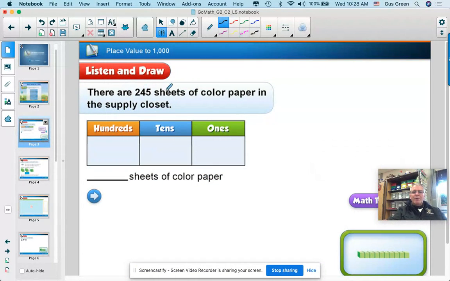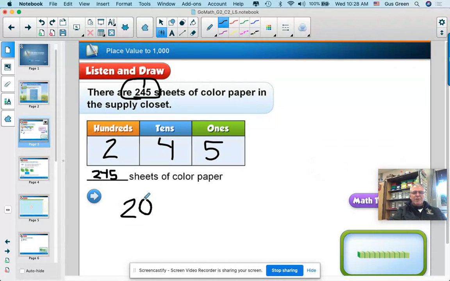There are 245 sheets of color paper in the supply closet. So like we started doing yesterday, 245 is our number. We want to know how many hundreds. So I look in the hundreds column for the 2. Tens column, right there. There are 4 tens. And in the ones column, there are 5. For a total of 245 sheets.